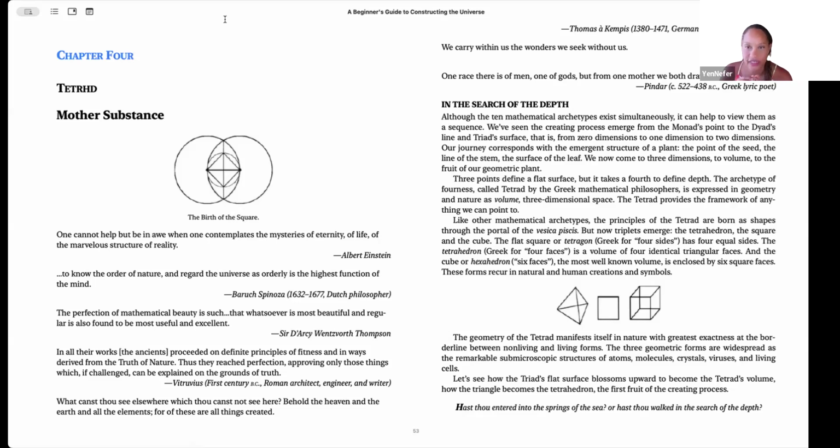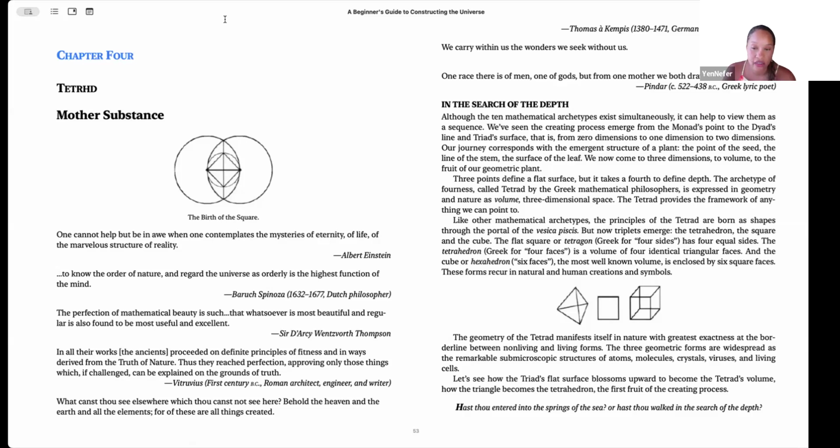And the cube, or hexahedron, 6 faces, the most well-known volume, is enclosed by 6 square faces. These forms recur in natural and human creations and symbols. The geometry of the tetrad manifests itself in nature with greatest exactness at the borderline between non-living and living forms. The 3 geometric forms are widespread as the remarkable submicroscopic structures of atoms, molecules, crystals, viruses, and living cells.